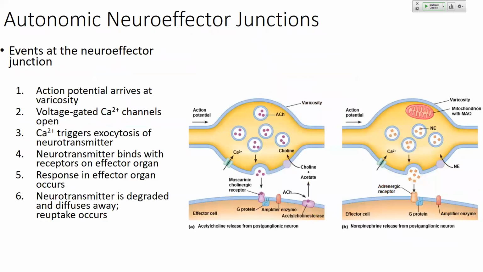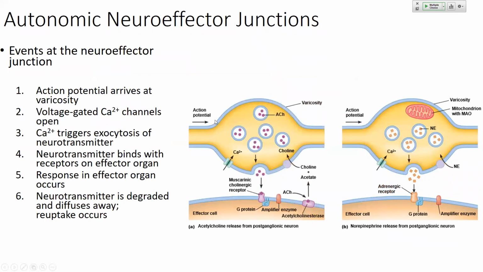So let's talk about the events at the neuroeffector junction. Let's talk about the sequence of events here. And I didn't bring my drawing stuff. Okay, so first thing we have is the action potential arriving at this varicosity.